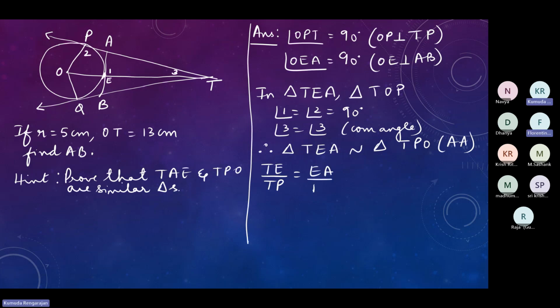Ma'am, in a sample paper, I saw a question like this, where we had to prove AB is equal to half of the perimeter of the triangle. Can we- We'll do that. I have that question with me. We'll do that after this.